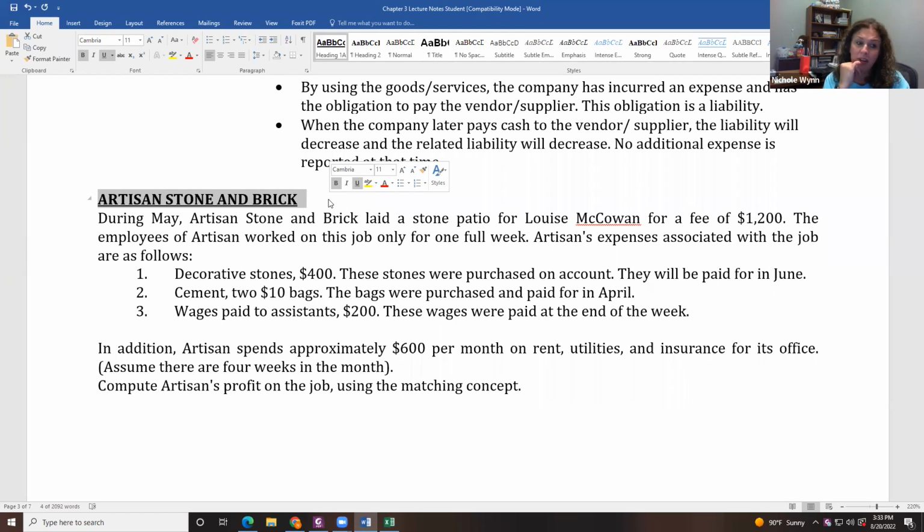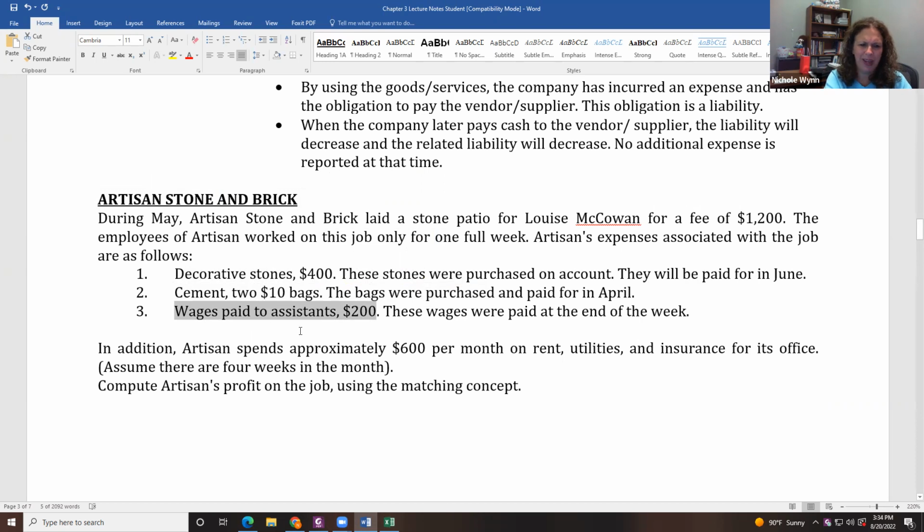The employees of Artesian worked on this job only for 1 full week. The expenses for the job are as follows. The company spent $400 on decorative stones. These stones were purchased on account and we will pay for them in June. This is May. We bought 2 $10 bags of cement. They were purchased and paid for back in April. And we paid our assistants $200 and we paid that at the end of the week.